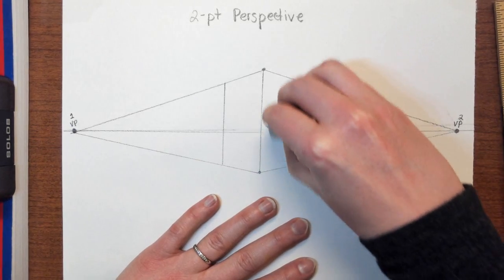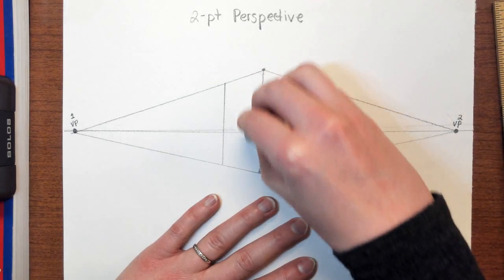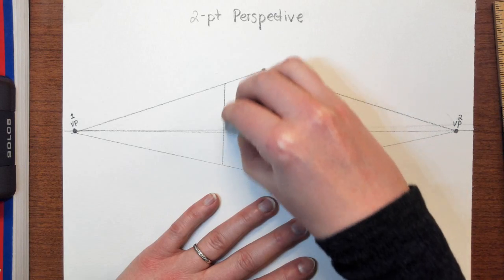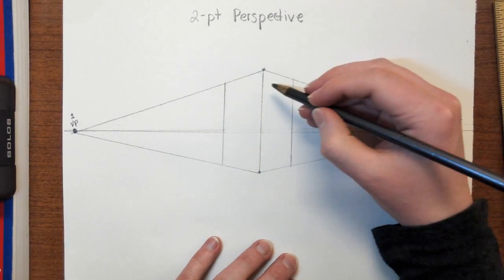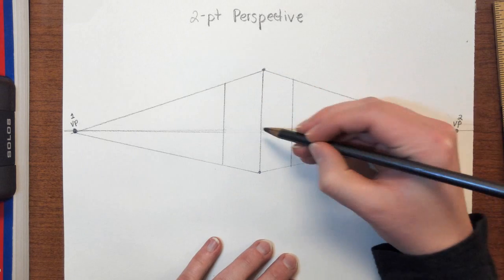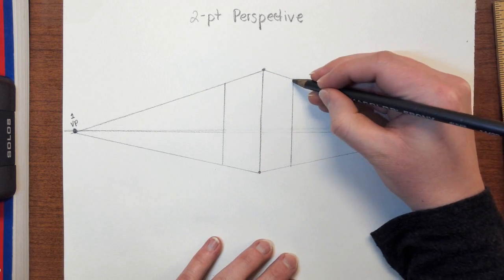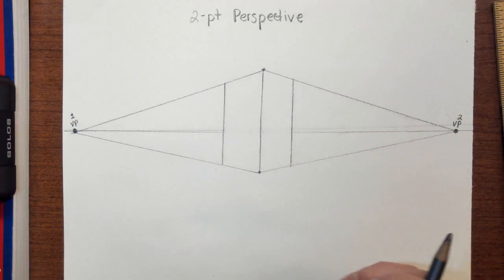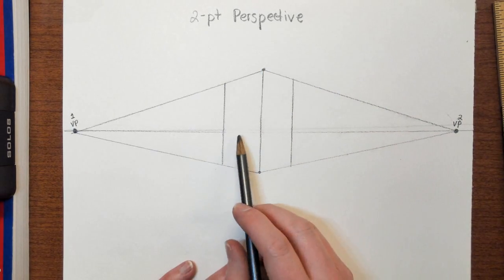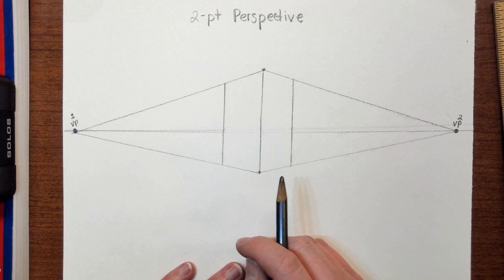I can start to erase as I finish my building. I can erase the lines going through the horizon line. I want to keep all my lines, of course, that are going to represent my building, but that horizon line in the center of my building I do not need anymore, so I can erase that. So now I have 2 sides of my building.